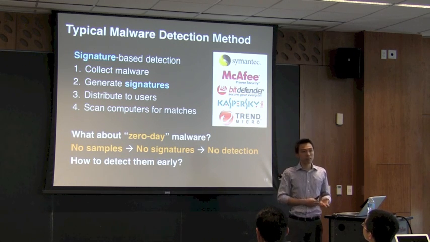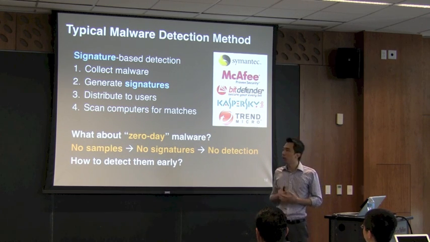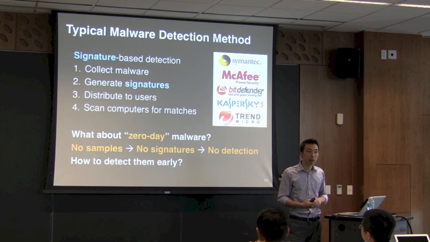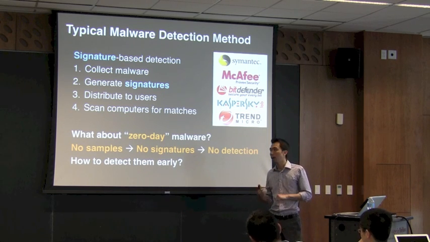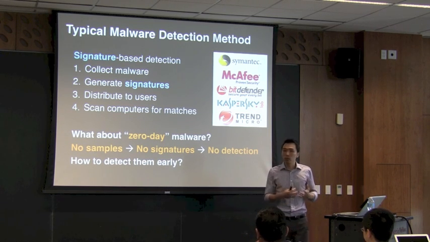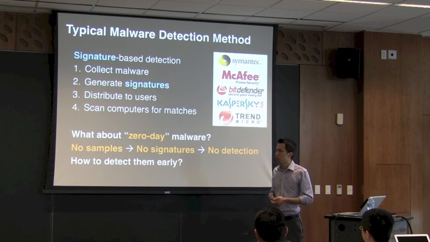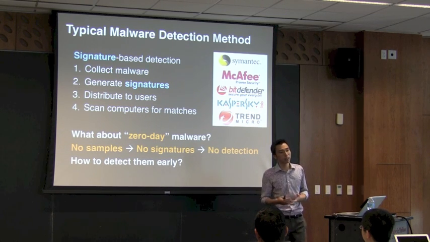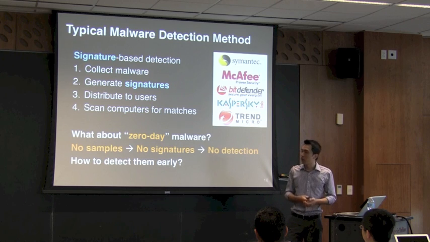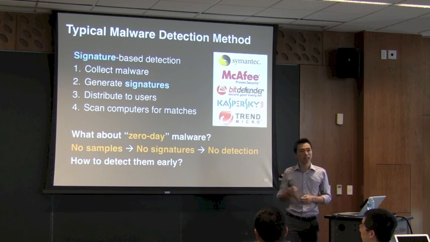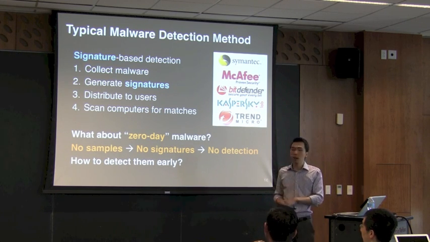But there's a problem with this approach, because it's not really good at dealing with what we call zero-day malware. That means malware that just came out. For those malware, Symantec probably doesn't have a signature. So no samples, no signature, and no signature means no detection. The key question here is how we can detect zero-day malware quickly.